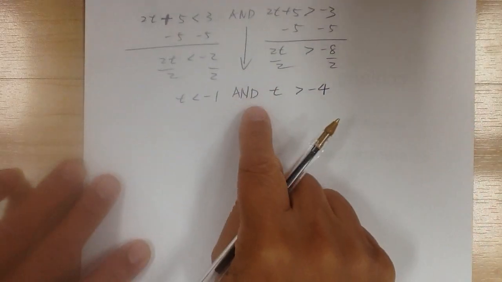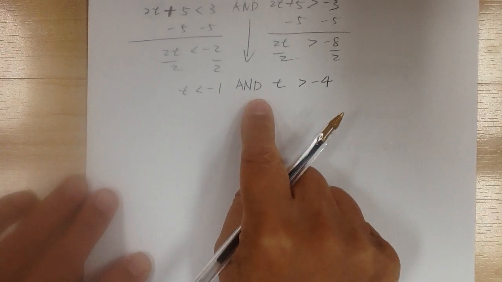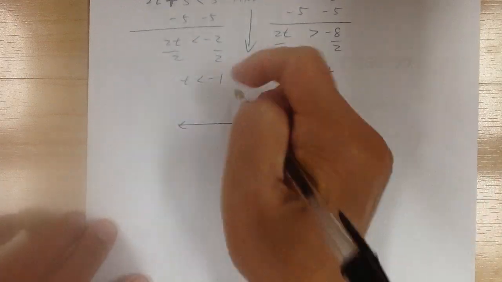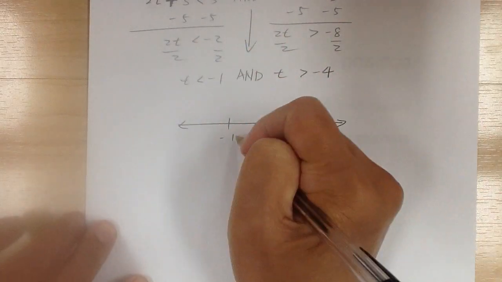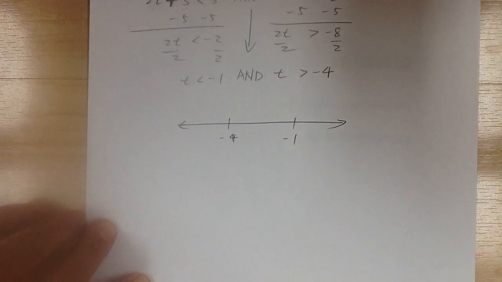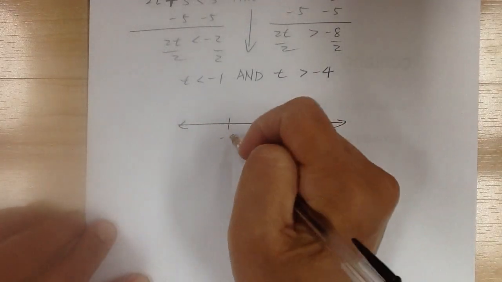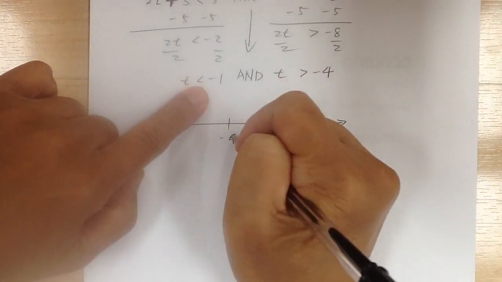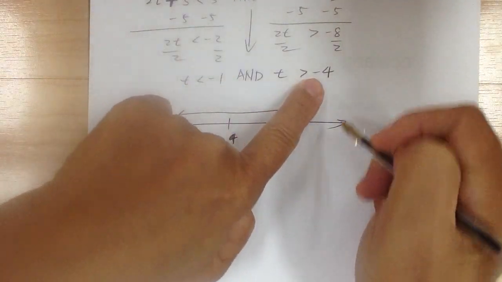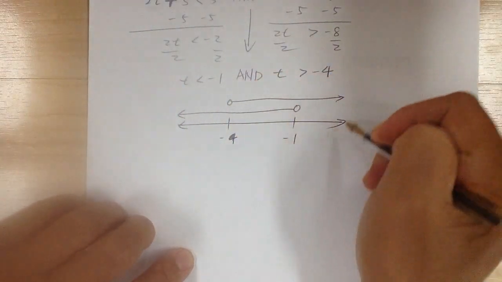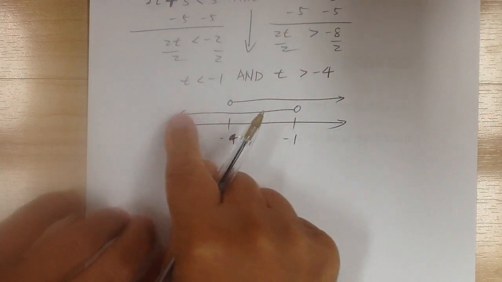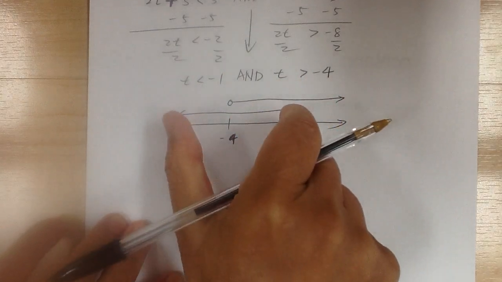Now don't box that yet because this may not be your final answer. So you need to sketch to find out the final answer. So you got -1, -4. You have to arrange from left to right. So you got -4, -1. And then from here, this one would be this one right over here. This one is going to be this way. And so you have to be in here and in here.